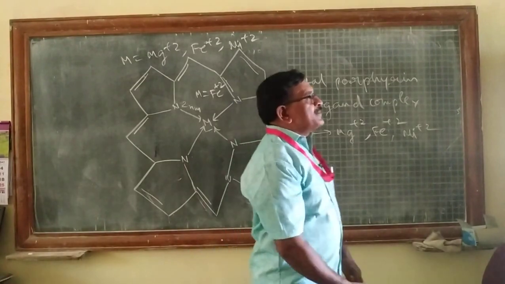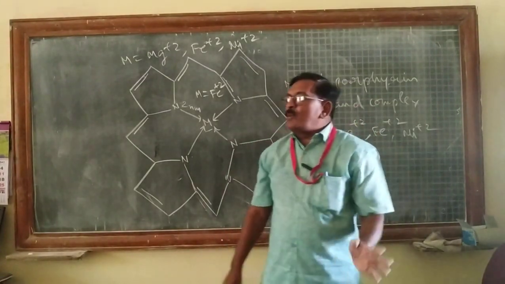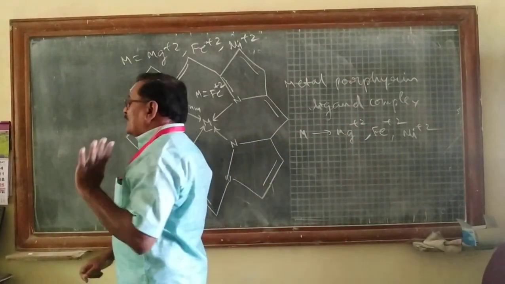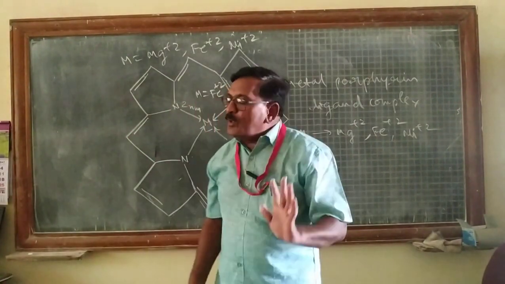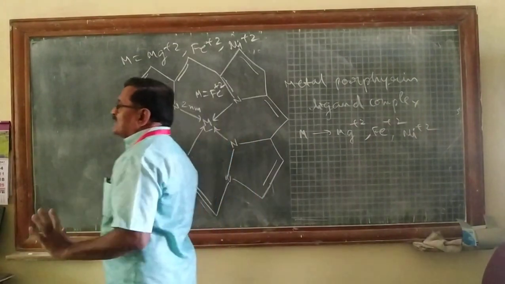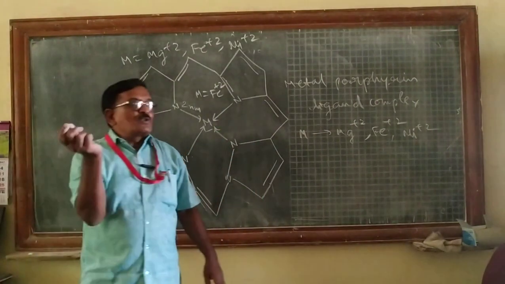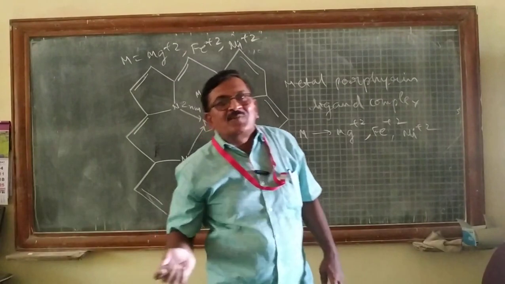The hemoglobin absorbs oxygen from the atmosphere and carries it to all parts of the body. The second one is myoglobin. The myoglobin absorbs oxygen from the hemoglobin and carries it to all parts of the body.